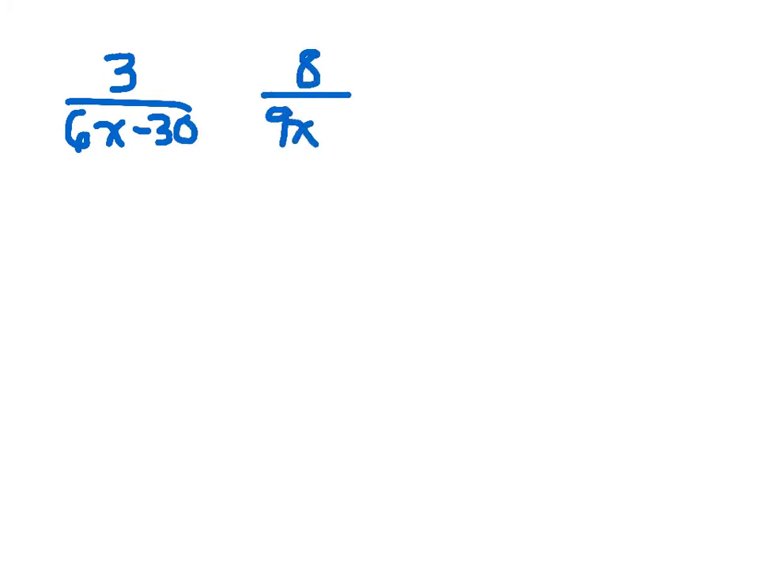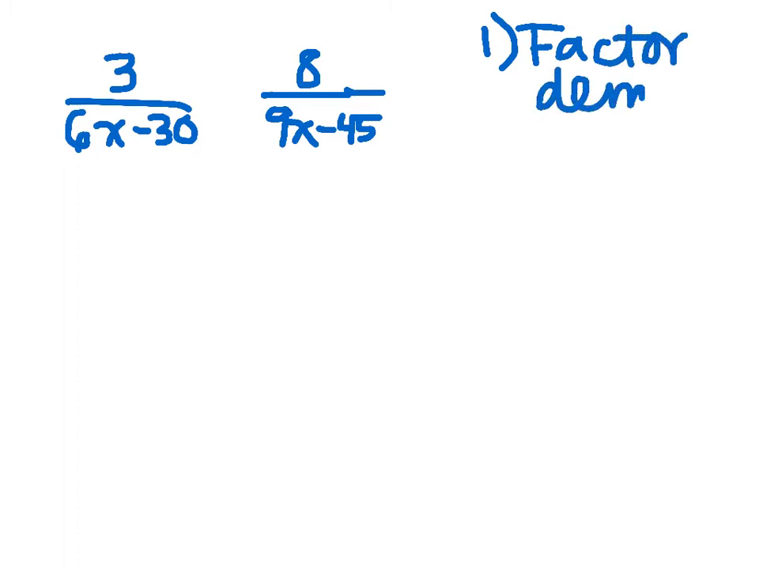So now I'm going to move on to the algebraic application of this. 6x minus 30 and 8 over 9x minus 45. I hope you remember, over here, we'll just put it again: factor the denominators, and then we're going to ask what's missing.